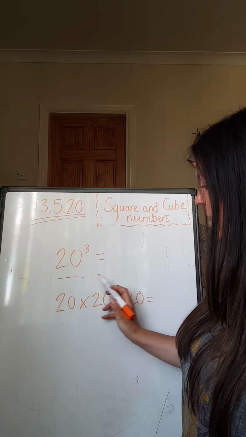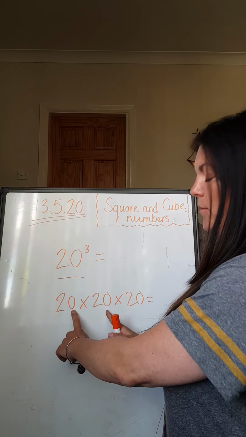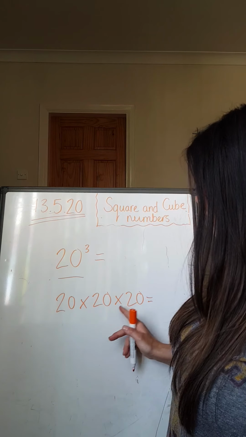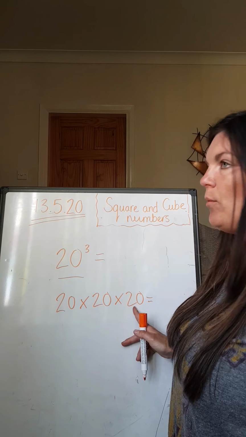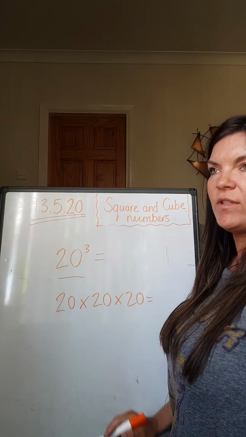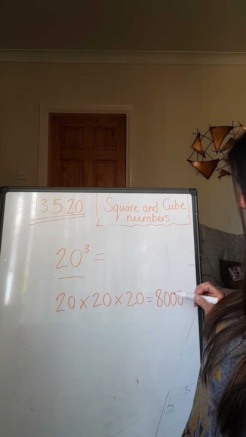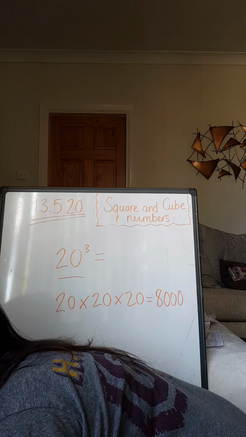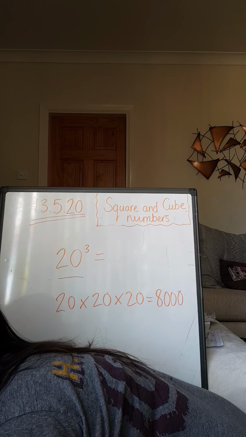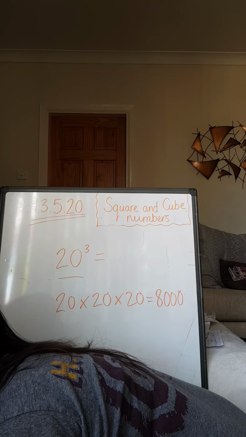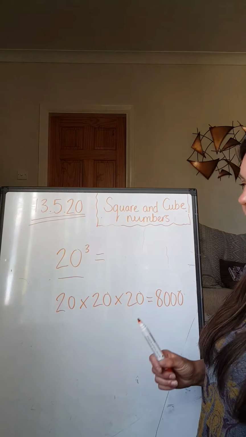20 times 20, or 2 times 2, is 4. Put the zeros back on, it's 400. 4 times 2 would be 8, and put the extras on, so 800. And then put the extra 0 on. So I'm going to go for 8,000 for question number 6. That's your answer.